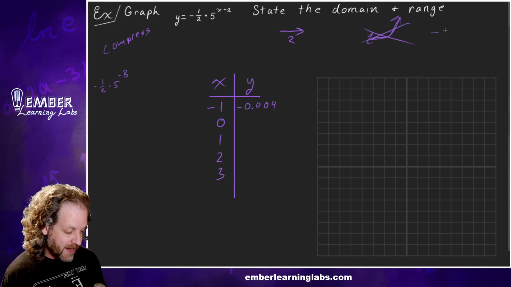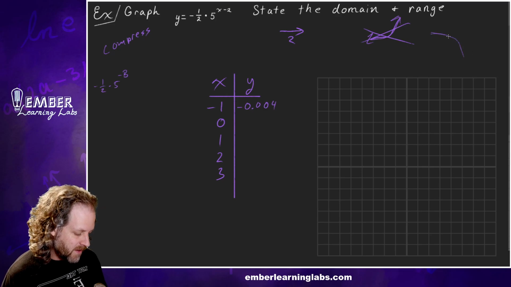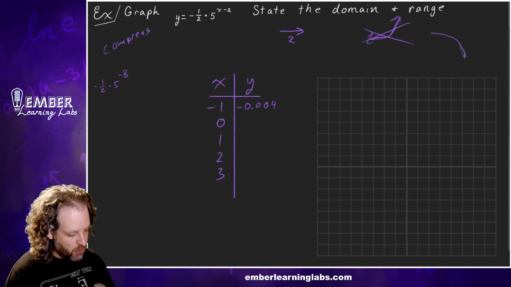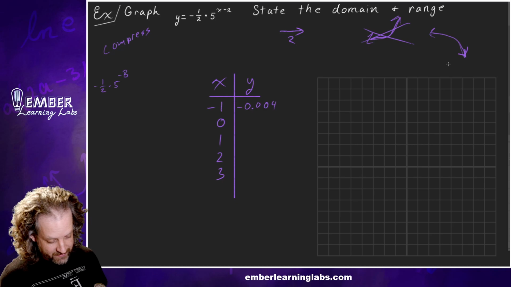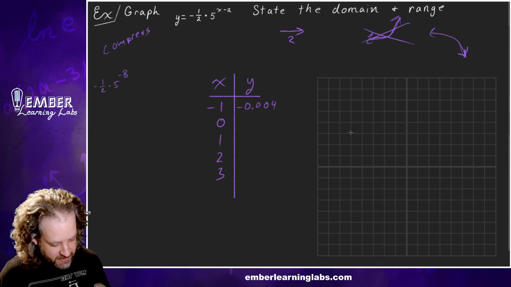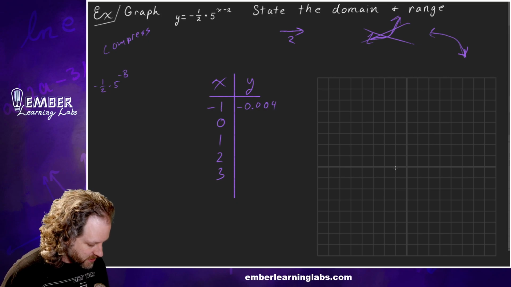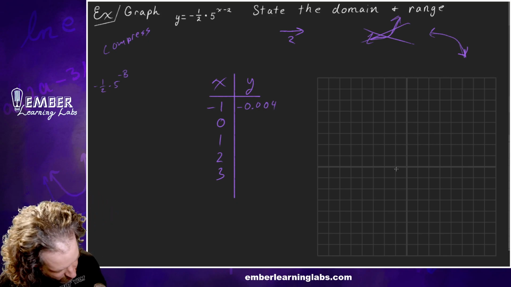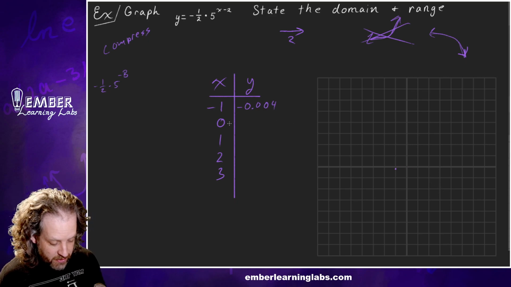Because it's not going to open up. It's going to be exponential growth, but it's going to look like this because it's going to open down because of that negative, because it's reflected. So it's going to be something like this. So we can go ahead and put this in here, -1 and -0. So really close to 0 at that point. Really, really close to 0.